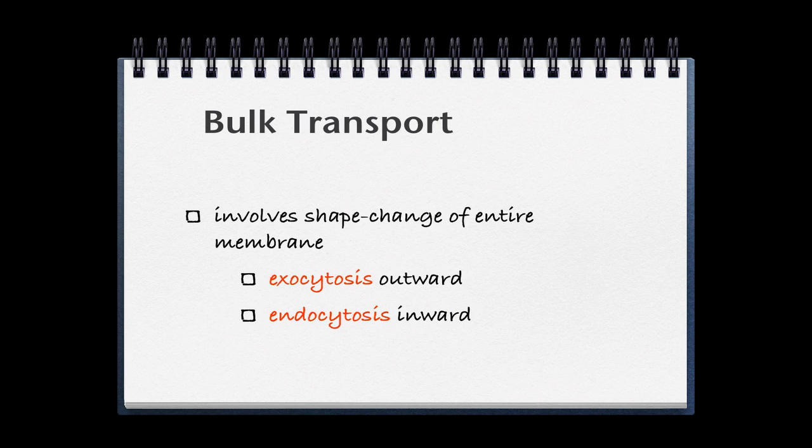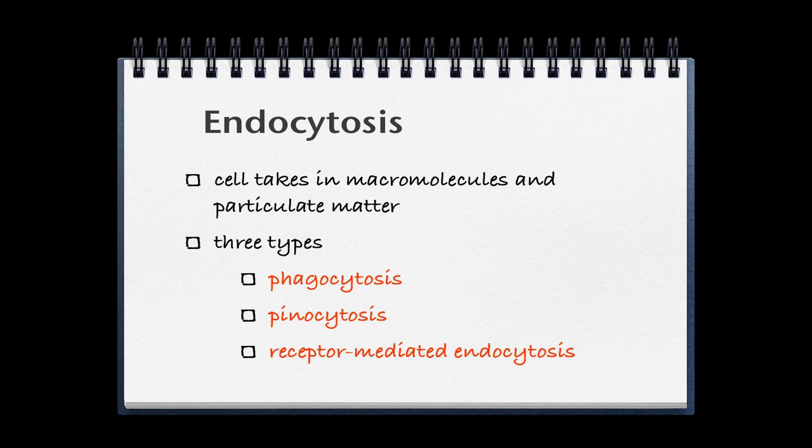Bulk transport is a form of transport where a cell actually changes its entire cell membrane shape to move materials inward or outward. And there are 2 directions. You can either move things out or into the cell. If you're moving things outward, we call that exocytosis. And if you're pulling things into the cell, we call that endocytosis.